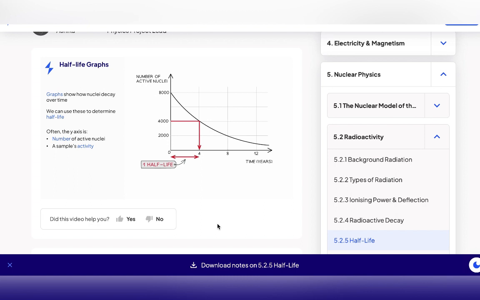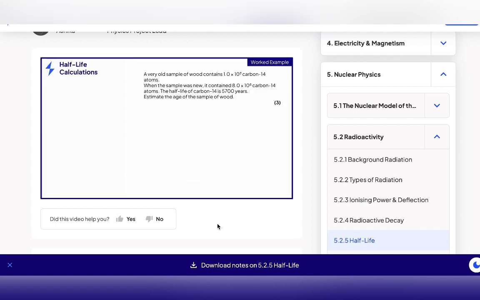Remember, half-life is independent of sample size, so it will take another 4 years for those 4,000 nuclei to drop to 2,000. If asked to draw one of these graphs in an exam, make sure your line approaches the x-axis, but never touches it. Okay, let's take a look at a worked example.